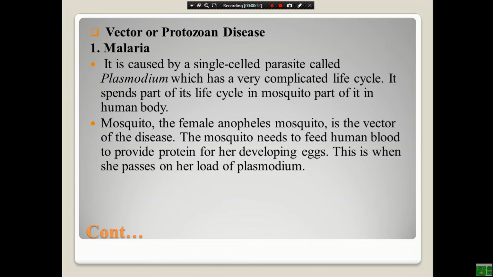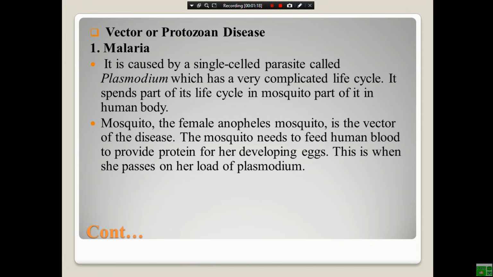At the beginning, what is a vector? A vector is an organism that transmits a disease-forming microorganism from one host to another. The best known vector is the female Anopheles mosquito, which carries the malarial parasite. Next, we are going to discuss malaria.